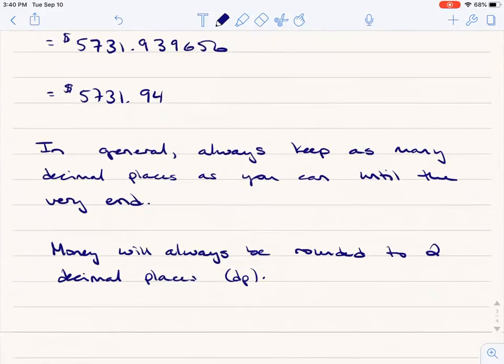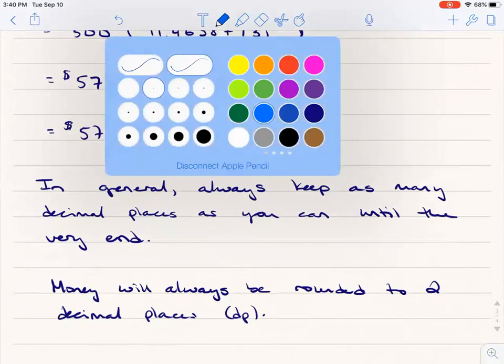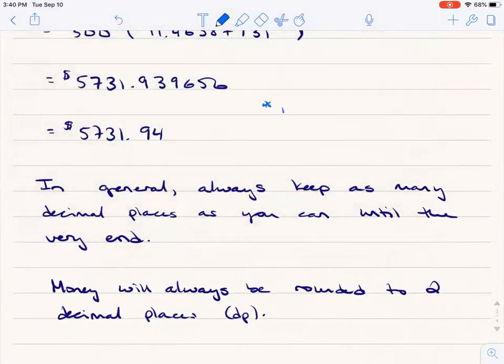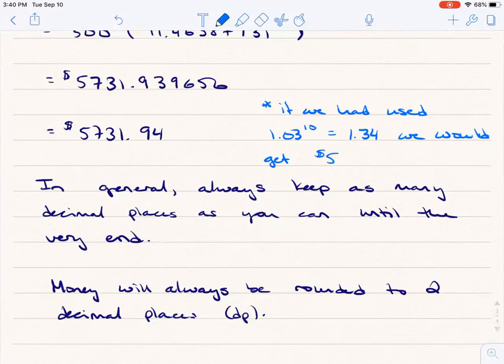Okay. Let's just make a note here. If we had used 1.03 to the power of 10 equals 1.34, we would get 5,666.67. Uh-oh. Okay, that's a big deal.